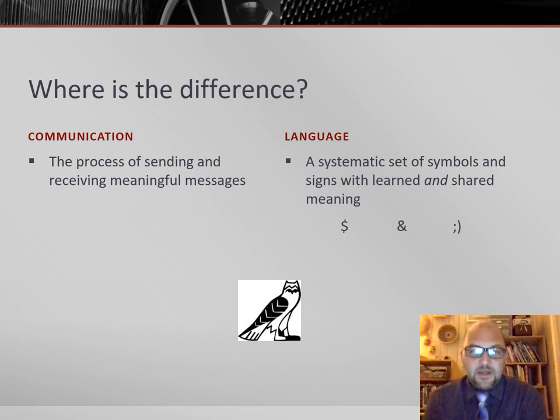messages, right? Language is a form of communication, okay? So language is a systematic set of symbols and signs with learned and shared meaning. Okay. And by symbols, I mean something very specific. A symbol is anything that stands for something else, but has no inherent meaning in and of itself. Okay, so for example, I've got a few images on the screen here.